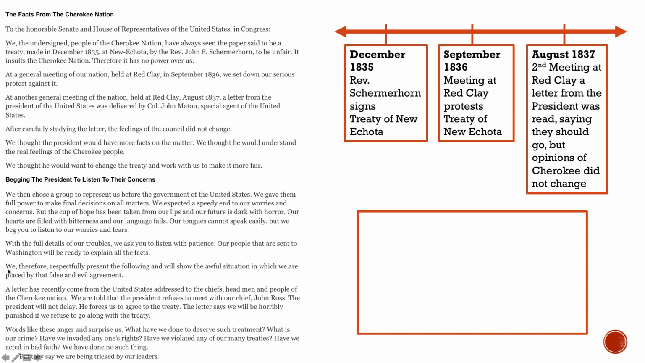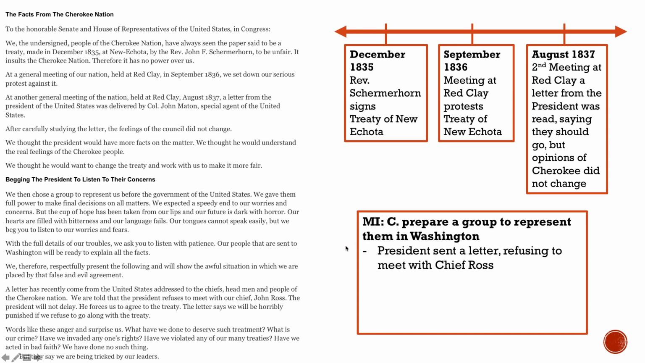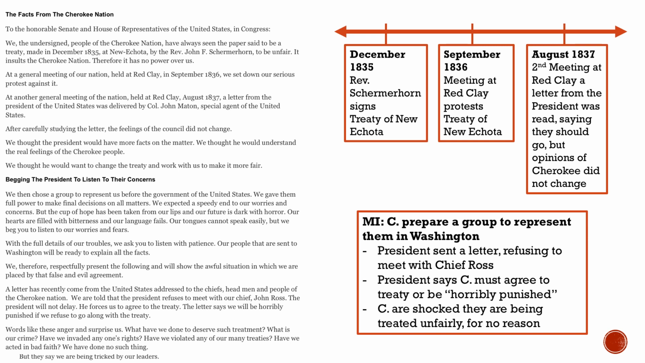So this is a really heavy accusation here. I'm thinking that this is mostly about the Cherokee preparing a group to represent them in Washington. And they kind of lay out some interesting details here. So first of all, the president sent a letter to the people, and he refused to meet with their chief, John Ross. It also says that in this letter, the president says that the Cherokee have to agree to this treaty, or else they're going to be horribly punished. And lastly, I think that the Cherokee are really shocked that they're being treated unfairly for no reason. So this is sort of an interesting development leading up to their removal.